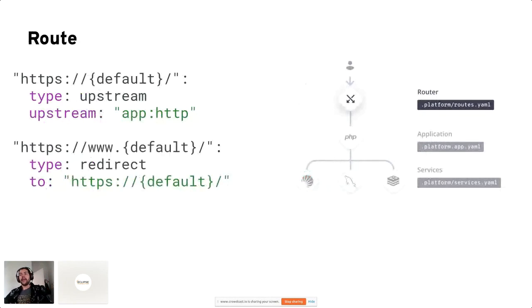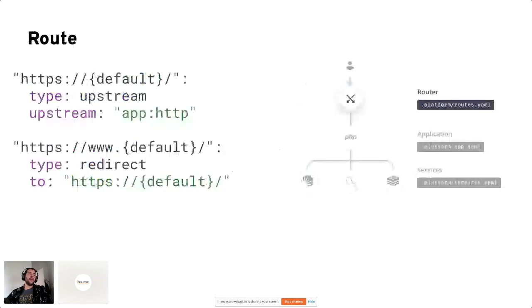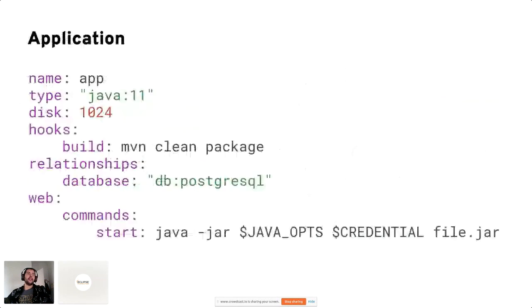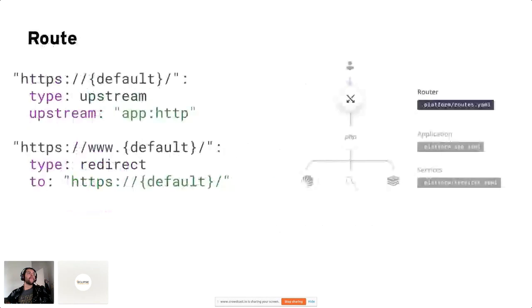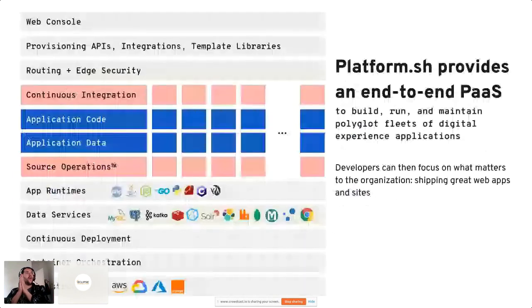So which application do you want to make public? We provide the configuration reader. However, you don't need to use it. Basically, you can override the whole connection on your side. Okay, so that's the whole idea of Platform.sh. We have the web console. It's going to provide you everything that you want, and it's going to run for you.